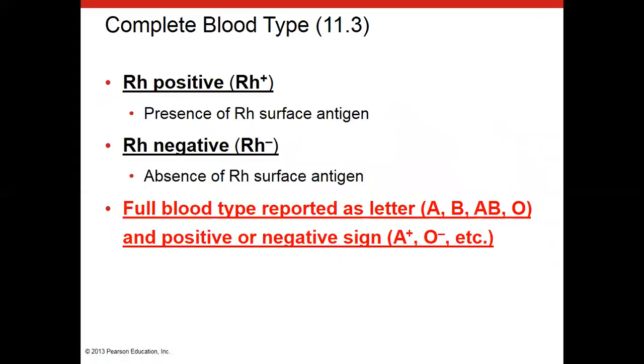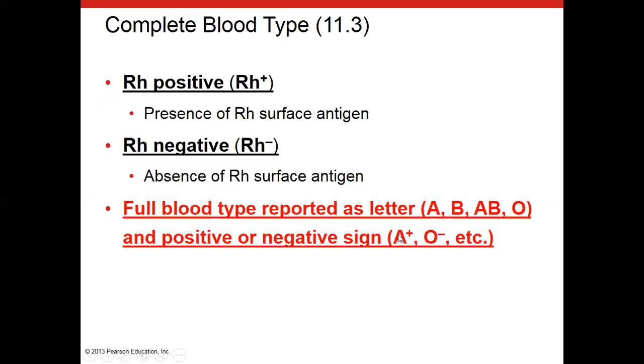To complete blood type, we have the positive and negative. So if you know your blood type and you're A positive or A negative or AB positive or O negative, that positive negative is whether or not the presence of what's called the Rh antigen is on the surface of your red blood cells. So it's an antigen like the A antigen, the B antigen, but the positive negative is what we use to designate whether that's present, positive, or not, negative. So full blood type presents that positive and negative sign. So A positive and O negative.